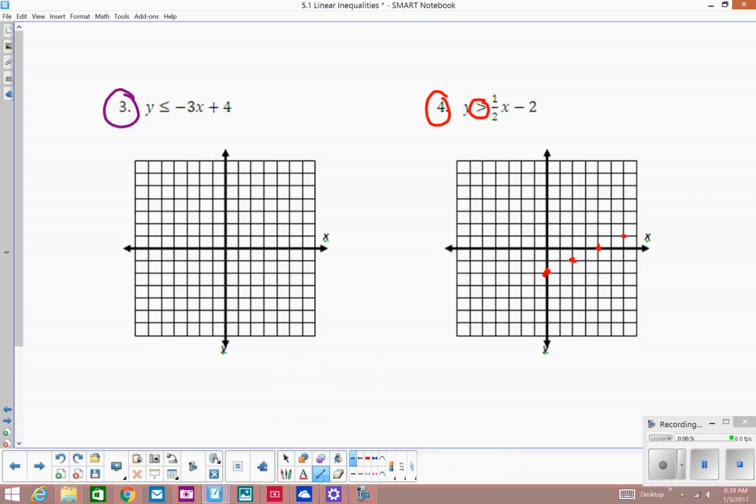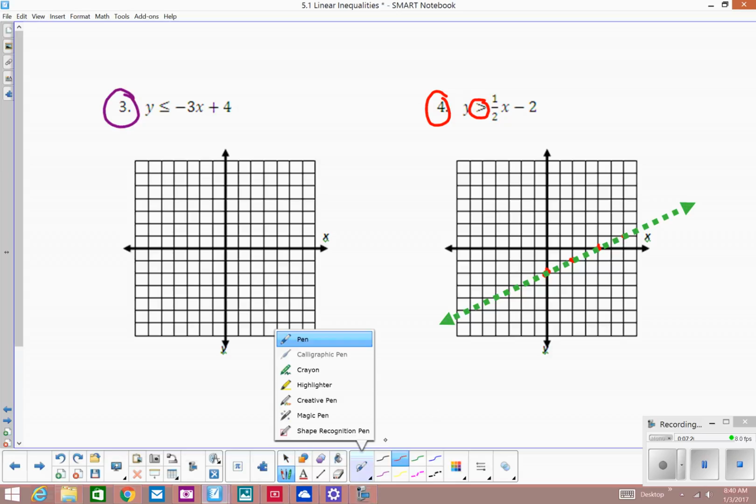A dotted line is going to look something like this. Straighten that out just a bit. Okay, so that's my dotted line. That means that a solution for my linear inequality cannot be on this line. So that's why it's dotted. If it's solid, then that would be true, that a solution would be lying on my line.